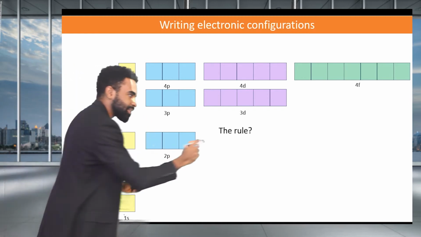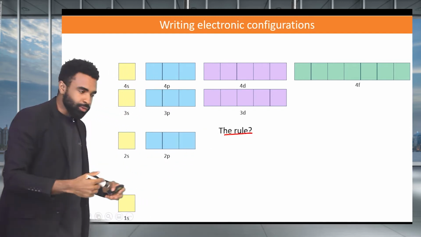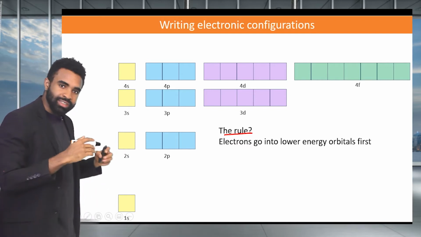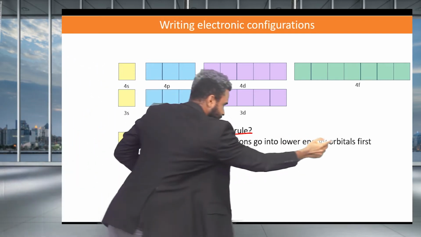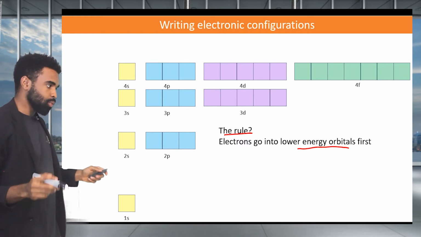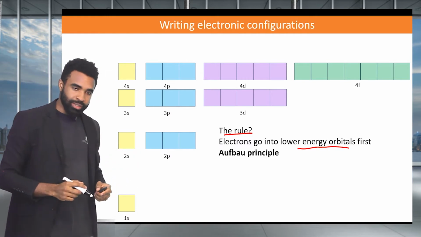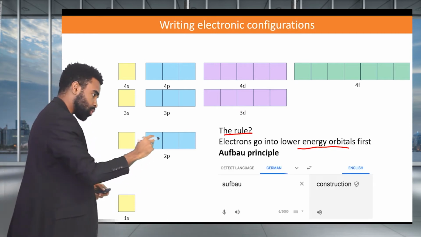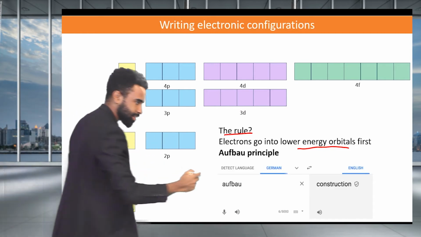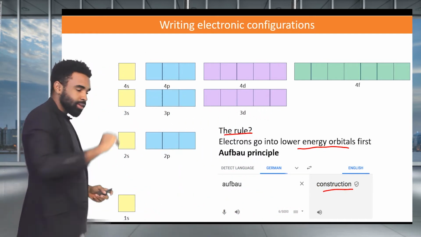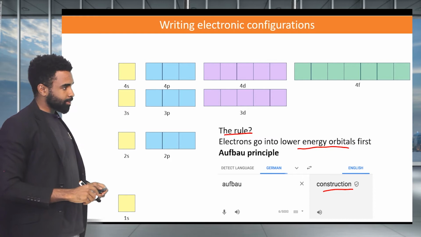What we need to get started is a basic rule. What is the rule for filling in electrons? It's a very simple rule. Here's the rule. Electrons like to go into lower energy orbitals first. What do we call this rule? We call this rule the Aufbau principle. Aufbau, what a nice word. If you Google translate Aufbau, you see it means construction. How do we build up the electrons into their orbitals?